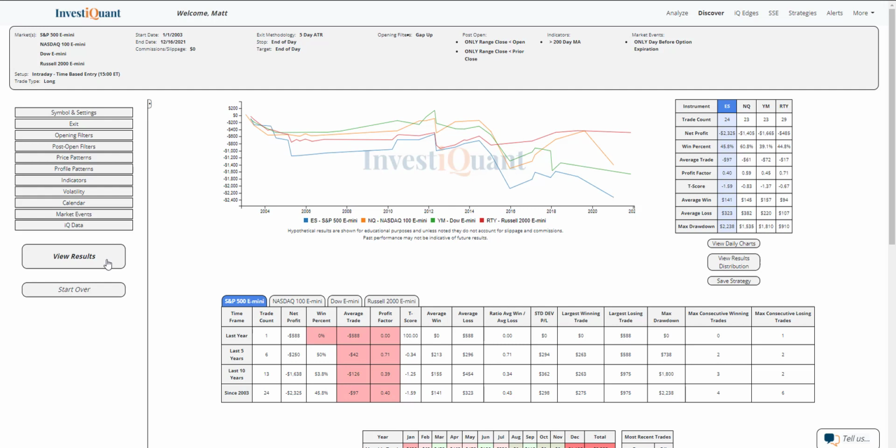If we look at the average moves, the average loss is larger on all of these. So the S&P has average loss that's about twice the size of the average win. That's the case for the NASDAQ as well. The Dow average loss a little larger, and the Russell is a little bit closer in size, with the average loss just being slightly larger than the average win.